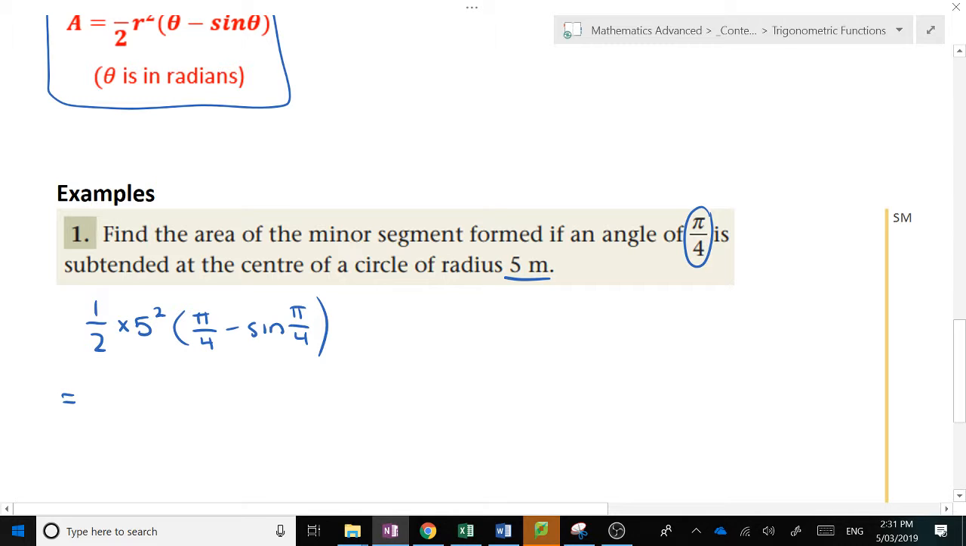Woo! There's cake there, Jack. So 0.5 times 5 squared. That is not a square. Oh, where's the square button? Okay, 5 squared.